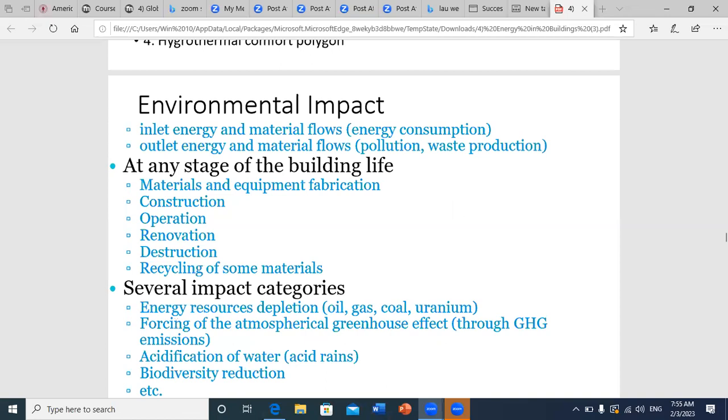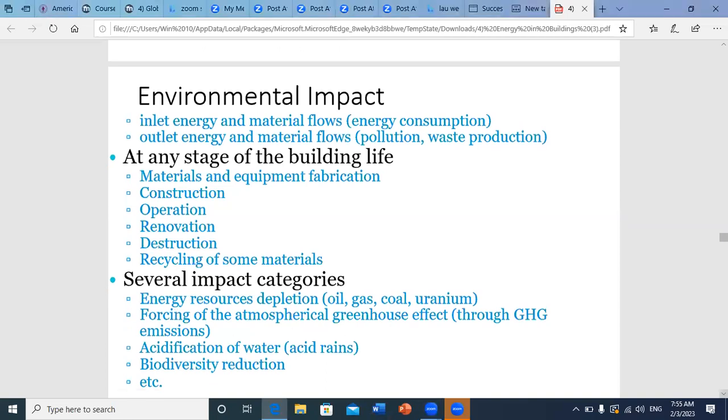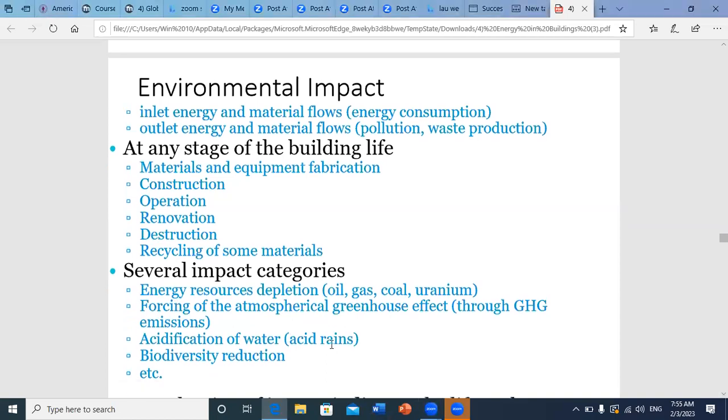Also, another concern is acidification of water. So this is very important to study to avoid the effect of acid rains on the environment. We should make sure that we don't have any risk for biodiversity reduction whenever we relate it to the building materials that we are using, or let's say if you are selecting the land, you should not remove a lot of trees, etc.